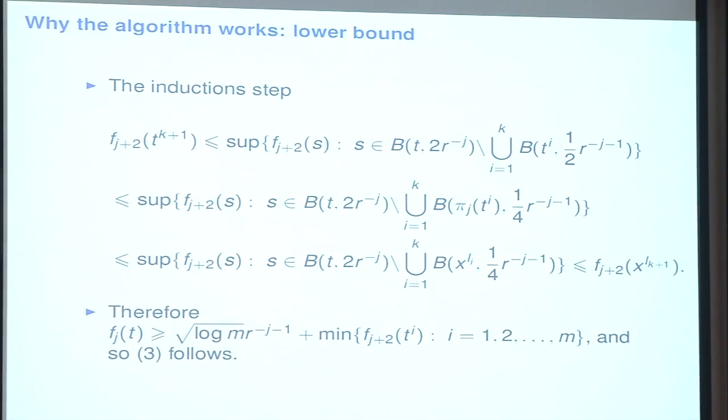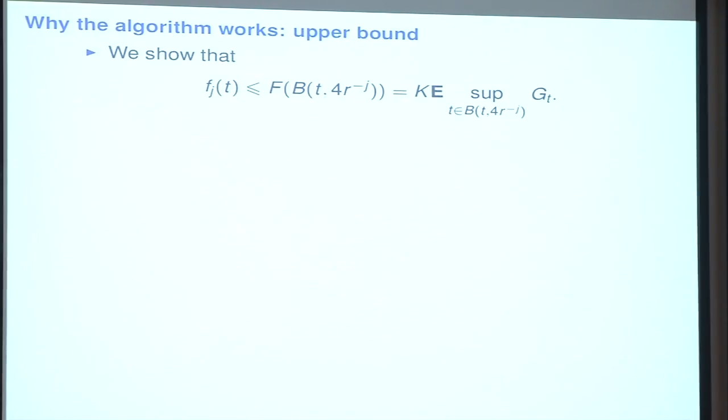defining f_j(t) as the maximum over the quantity from the Sudakov minoration and the minimum over this stuff, we know that this can be lower bounded by f_{j+2}(t_i)'s, and this is exactly our requirement for free. And that's why the growth condition is satisfied, and we know that this algorithm works for finding the lower bound.